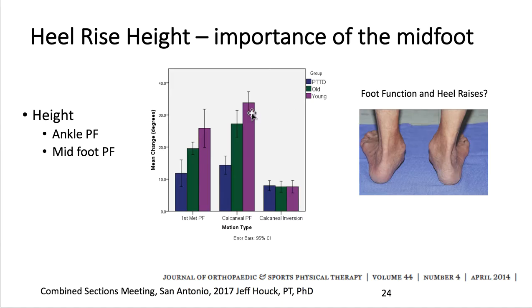So the other part of our strength training involves the foot intrinsic and extrinsic muscles. This is motivated by data that we published on heel rise height. We can see this graph is the mean change in angle that's associated with the midfoot, and here's the mean change in angle that's associated with the ankle, and the purple is young, green is old, and the blue is posterior tibial tendinopathy patients who have very severe flat foot.